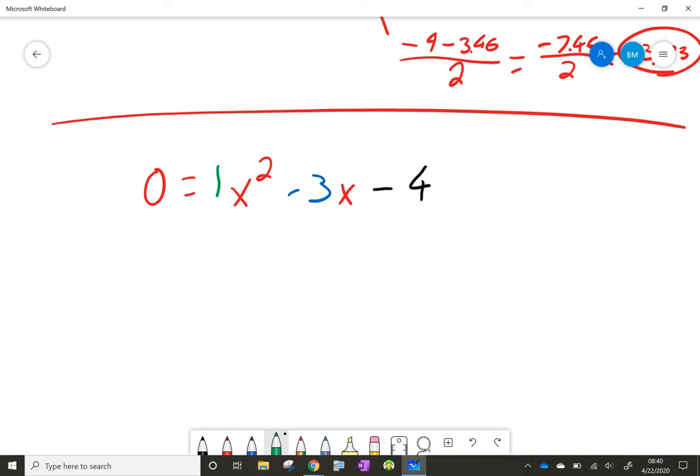So remember, it is ax squared plus bx plus c. But if those plus signs become minus signs, then that minus sign is a part of that value. That negative becomes a part of that value. So when we plug in our formula, we're plugging in negative numbers here. Something to keep in mind.